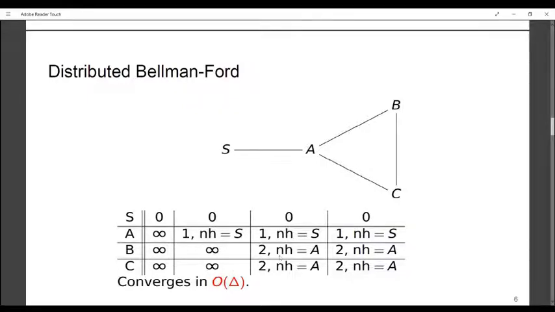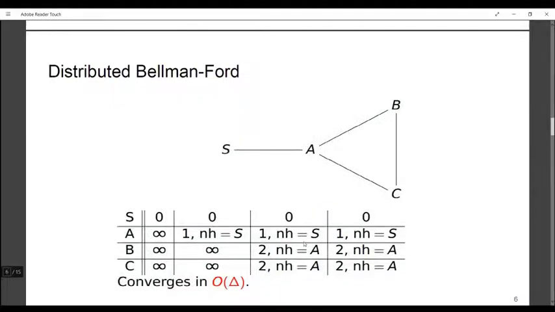Similarly, in the next iteration, B and C will receive the information of A when A broadcasts its metric to B and C. B has initially an infinity metric and C also has an infinity metric. So it will check the metric of A, which is 1, plus the cost of the link between A and B, which is also 1. So 1 plus 1 is 2, which is definitely less than infinity, so it will get updated to 2, and its next hop for B will become A. And similarly in C also it will become 2, and its next hop will become A.